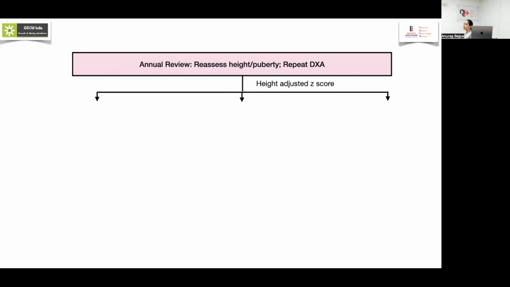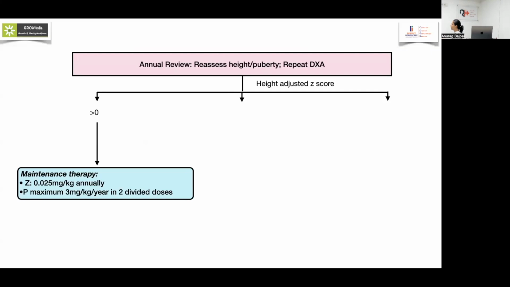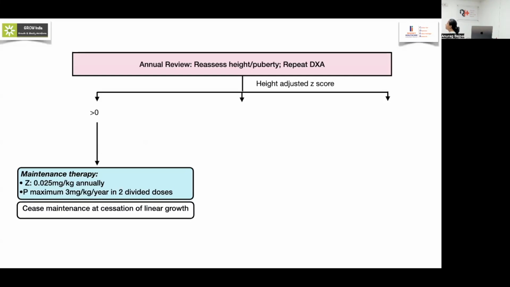These children then need to be reviewed annually, and you reassess their height and pubertal status, repeat their DEXA, and do a height-adjusted Z-score where you correct for height and pubertal status, and then you reassess the Z-score. So if your Z-score has gone greater than 0 in a child with primary osteoporosis, you reduce the zoledronate dose to 1/4, that is 0.025 milligrams per kg annually, and pamidronate again 3 mg per kg per year in 2 divided doses.